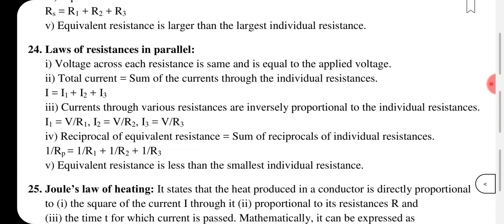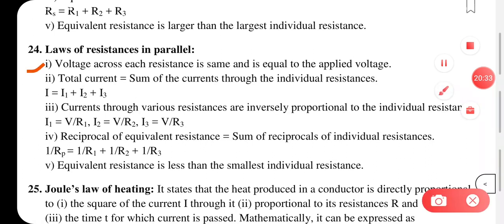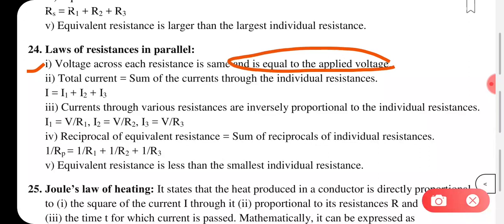Now moving on to the laws of resistance in parallel. There are some points here. Voltage across each resistance is the same and is equal to the applied voltage. Voltage across each resistance is the same. It is not the sum total, as we saw in the previous one.